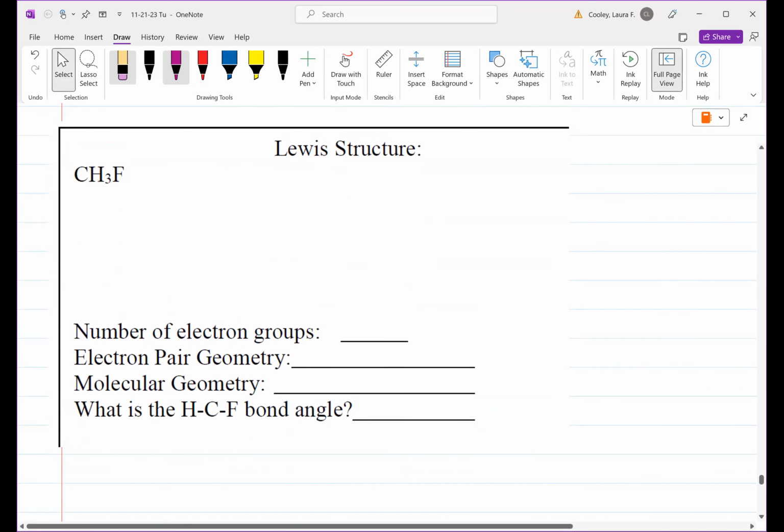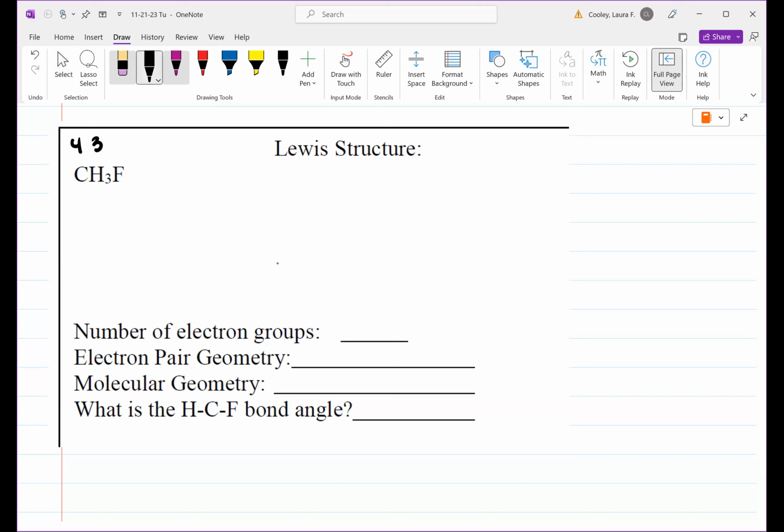So if we draw the Lewis structure of CH3F, we count up our electrons: 4, 3 (1 for each hydrogen), and 7. That's 14 or 7 pairs. And then this carbon goes in the middle. So you just start by drawing the Lewis structure. Okay. And you put 1, 2, 3, 4. And then you put your 3 lone pairs here. And so this is the Lewis structure.